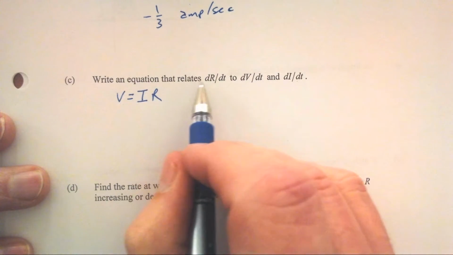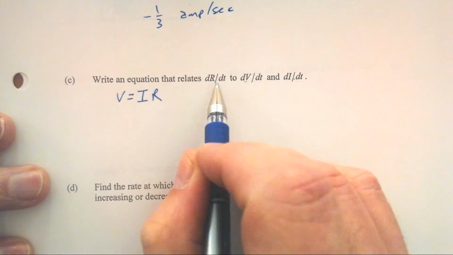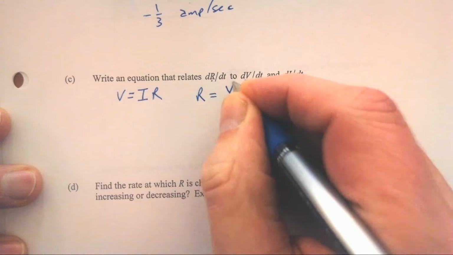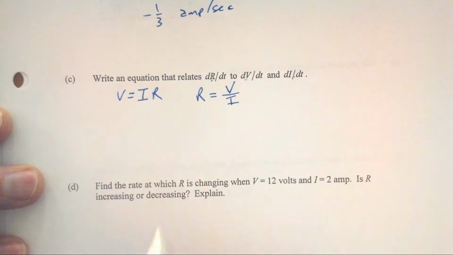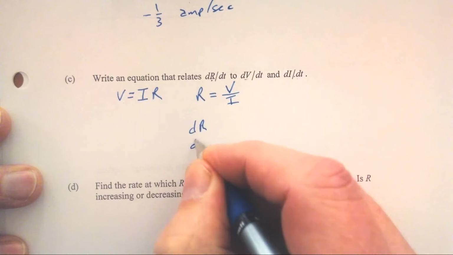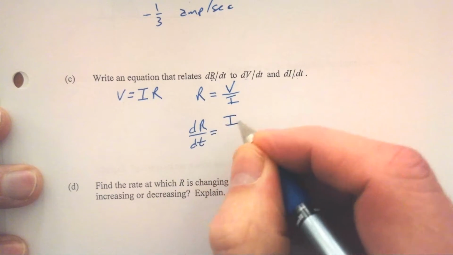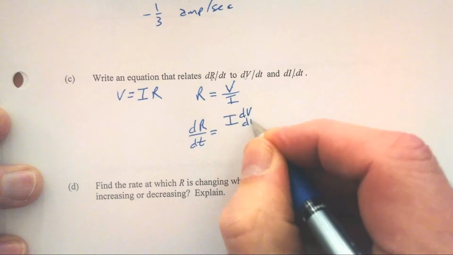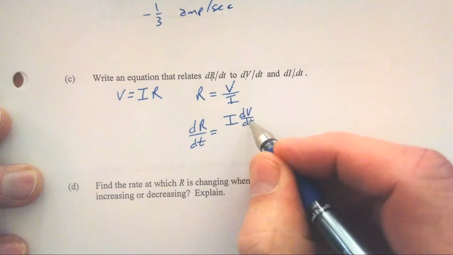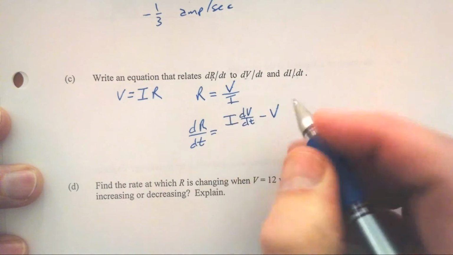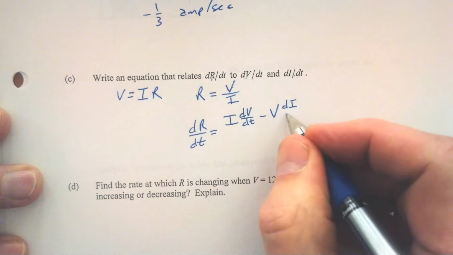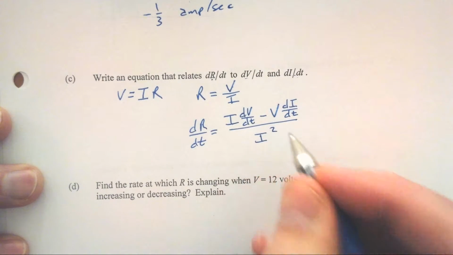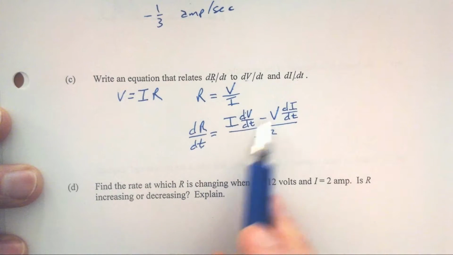But when it says relates dr dt to these, I want R isolated. So I'm going to go ahead and make this R equals V on I, and I'm going to quotient rule this guy. So we get dr dt equals low I, derivative of high, that is dv dt, I'm capitalizing that V, low d high minus high d low, di dt, over the square of the thing below. That relates dr to dv and di.